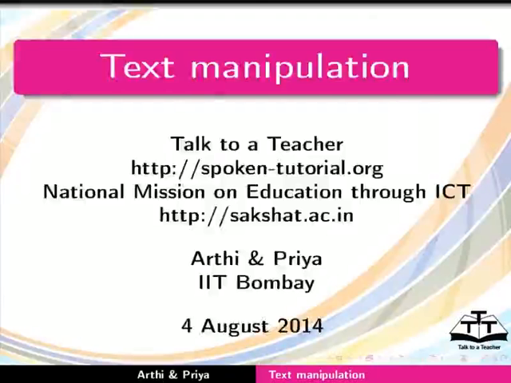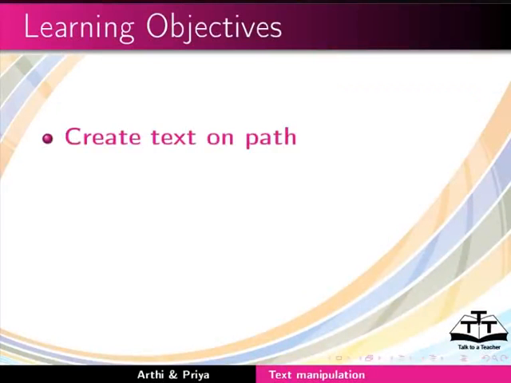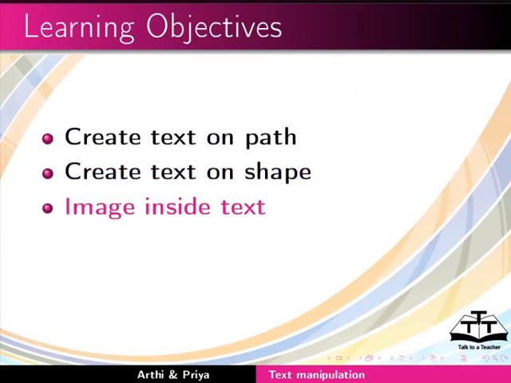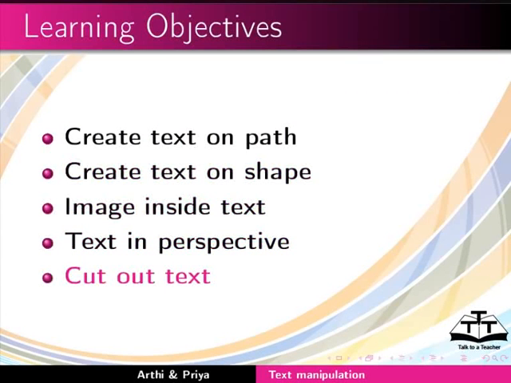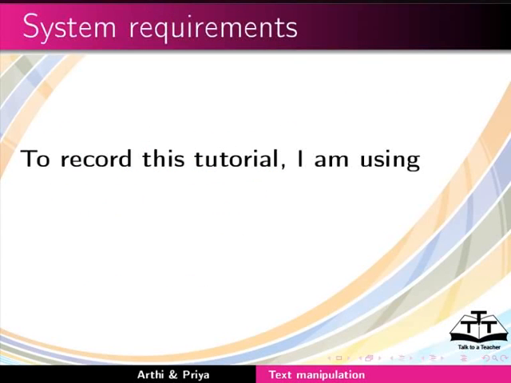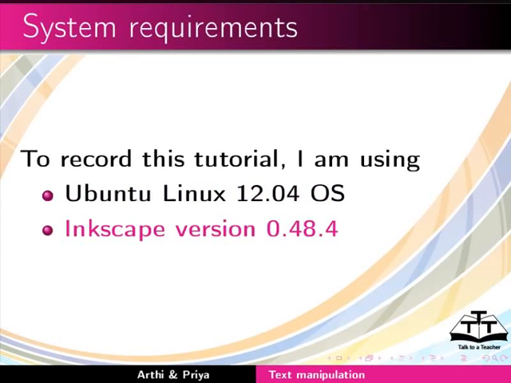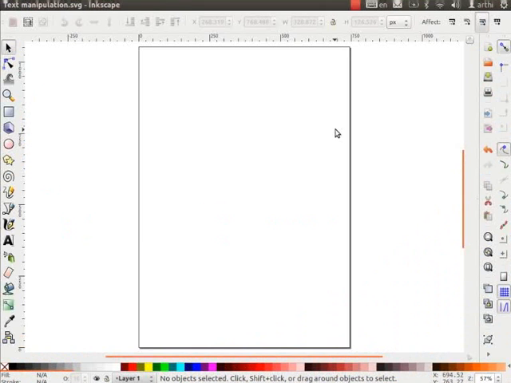Welcome to the spoken tutorial on text manipulation using Inkscape. In this tutorial, we will learn to create text on path, create text on shape, image inside text, text in perspective, and cutout text. To record this tutorial, I am using Ubuntu Linux 12.04 OS, Inkscape version 0.48.4. Let us open Inkscape. First, we will learn how to create text on a path.